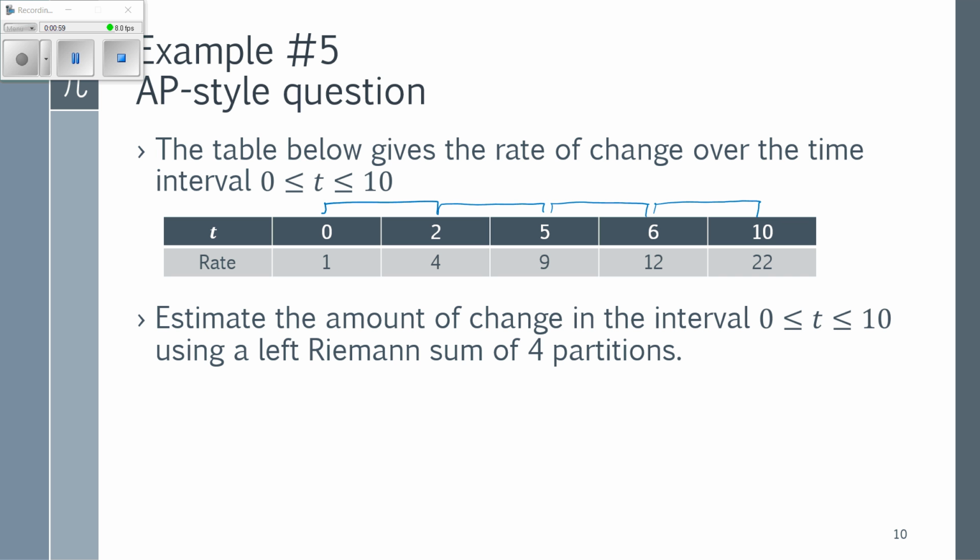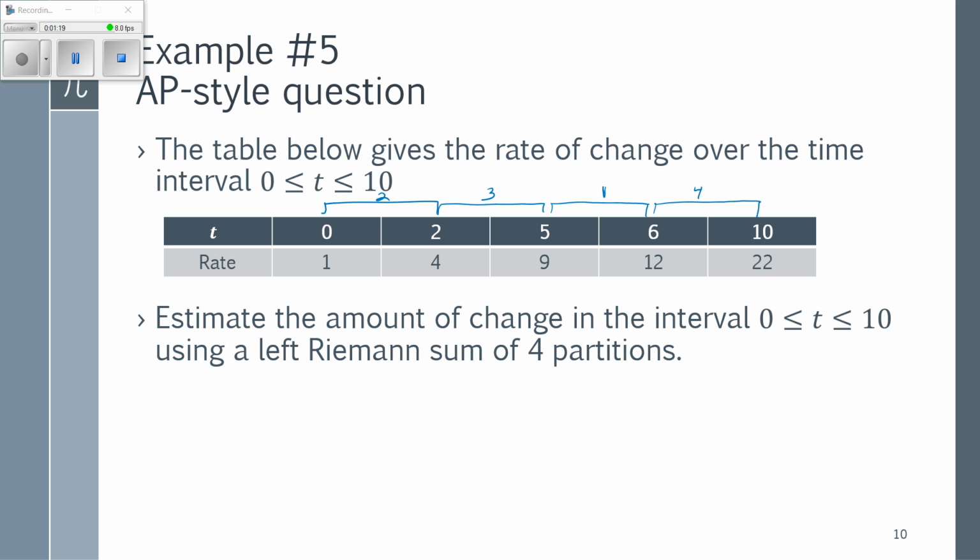Remember, I said partition means we want them to be equal width if possible. Well, this time we don't have an option. We have set widths. So 0 to 2 is going to have a width of 2. 2 to 5 is a width of 3. 5 to 6 is a width of 1. And 6 to 10 is a width of 4.